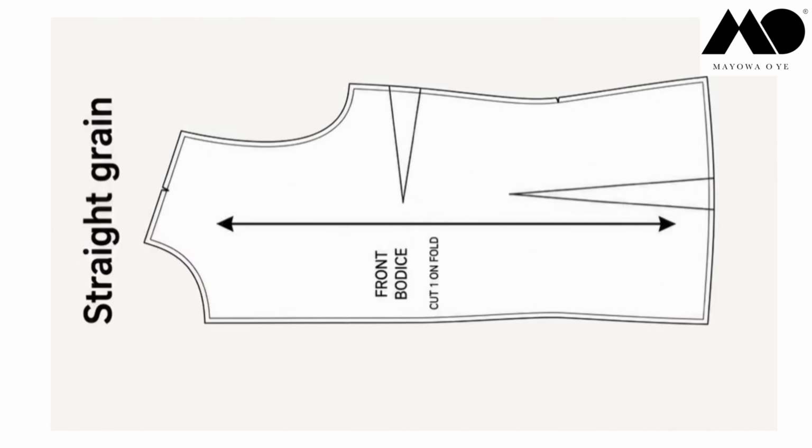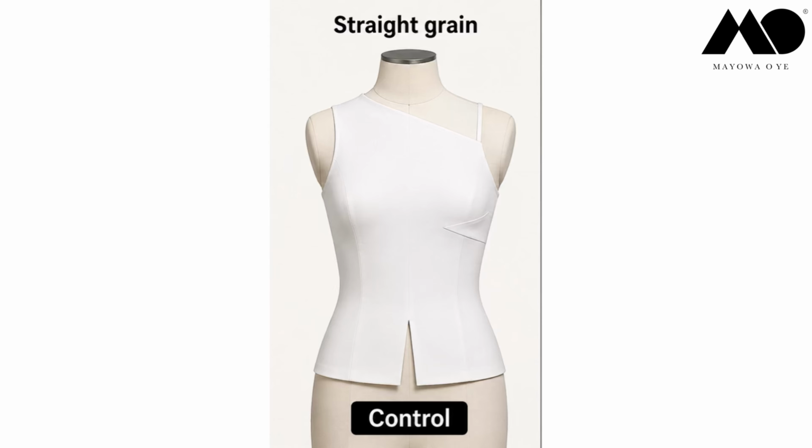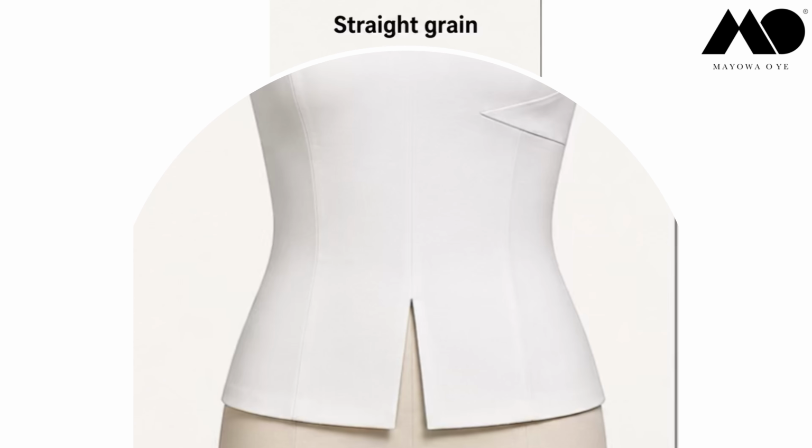Let's start with a fitted design. For example, let's say you want to make something like a fitted top or bodice. If that pattern piece is cut on the straight grain, you usually get more control because the fabric will behave in a steadier, stronger way. It holds shape better and it's easier to manage in a fitted garment.